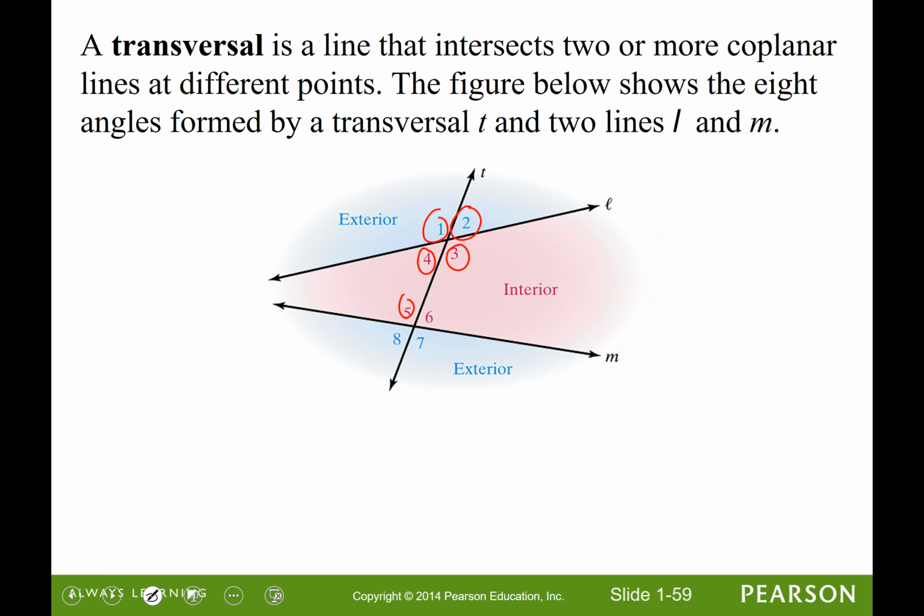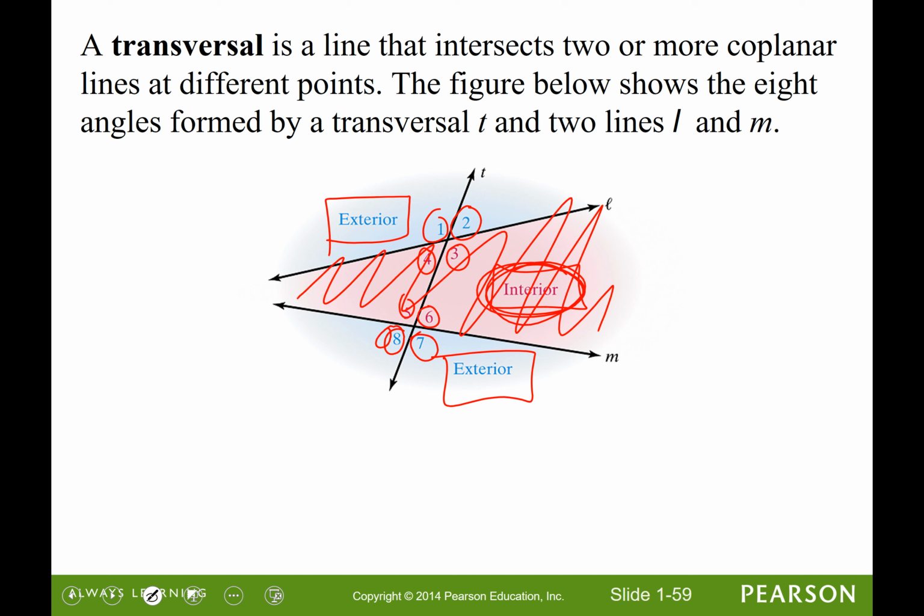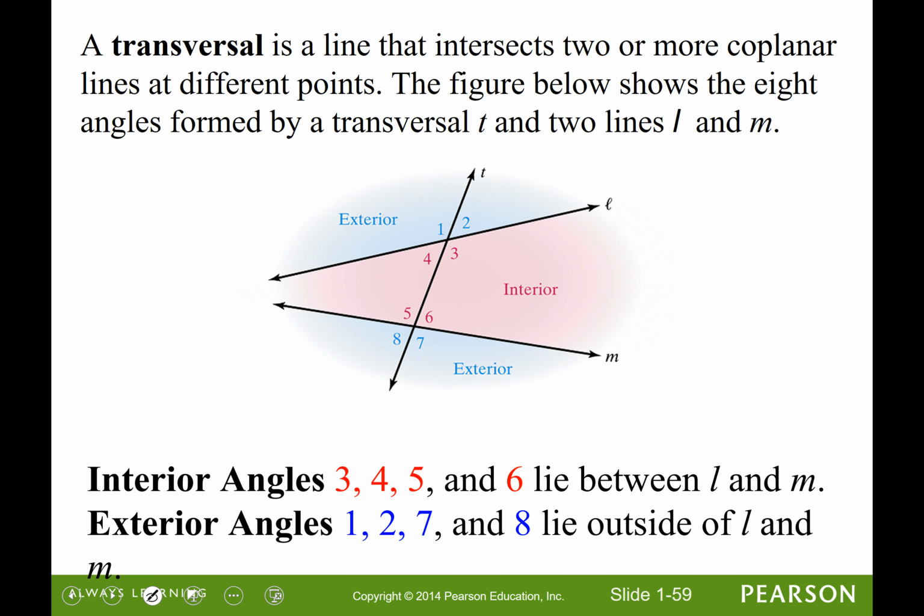5 and 6 are also on the interior. 8 and 7 are on the exterior. And it seems obvious, interior, exterior, but you're going to need to know those terms, okay? It's going to come up a lot, so make sure you understand that interior means between L and M. Interior angles 3, 4, 5, and 6 lie between L and M. Exterior angles 1, 2, 7, and 8 lie outside of L and M.